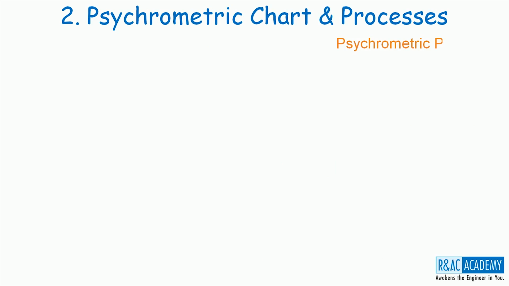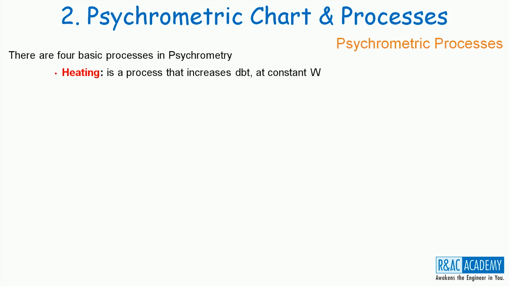Let us now discuss the psychrometric processes. There are 4 basic processes in psychrometry. Whenever the dBT of the moisture is increased while keeping its W constant, that process is called heating, simple heating, or sensible heating. On the other hand, whenever the dBT of the moisture is decreased while keeping its W constant, that process is called cooling, simple cooling, or sensible cooling.